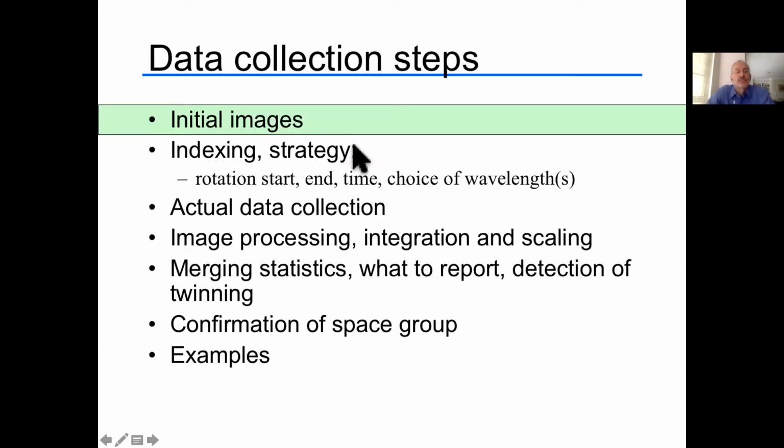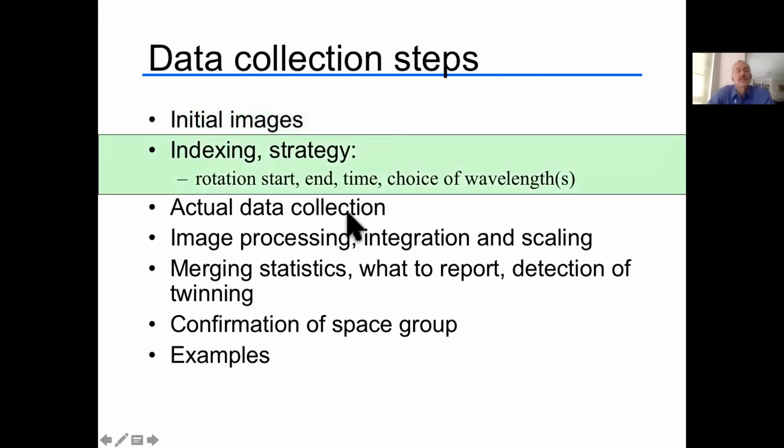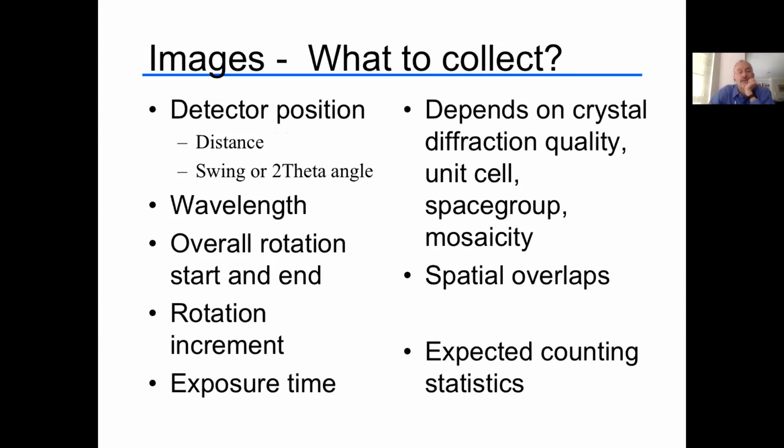So, initial images, indexing, collection, and so on. Whether you use the images for data collection or initial images, it's all the same at the beginning. We're going to talk about indexing now. In terms of strategy, this was covered by Jean-Luc in a previous lecture, and I'm just going to say a couple of words here. One is the exposure time will depend on the expected counting statistics and how quickly you want to finish the experiment before radiation damage sets in.